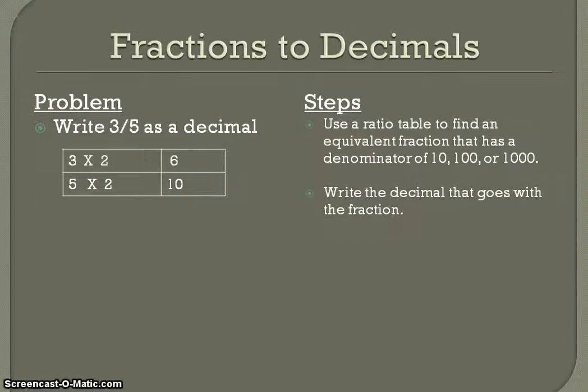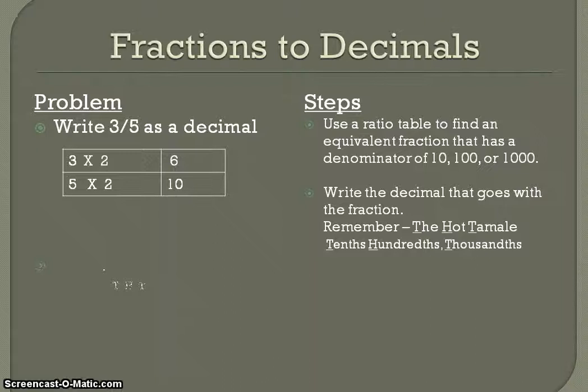Our next step is to write the decimal that goes with the fraction, our new fraction of 6/10. Remember the hot tamale: tenths, hundredths, thousandths. So we put our decimal point down, and on the line below that we write THT for tenths, hundredths, thousandths, the hot tamale. We're going to put our 6 directly above the T that stands for the tenths. And we always have to remember our polite 0.